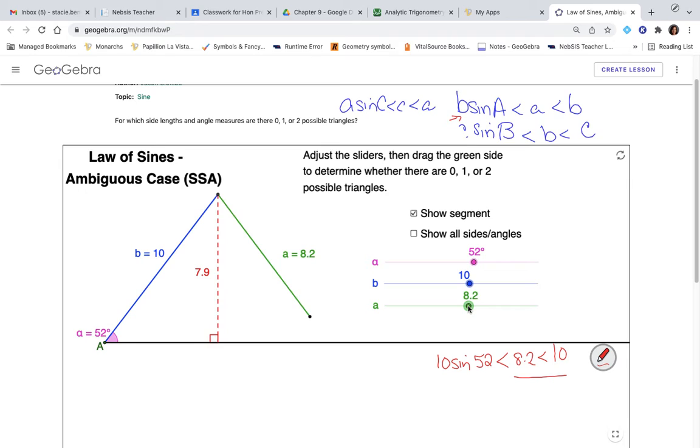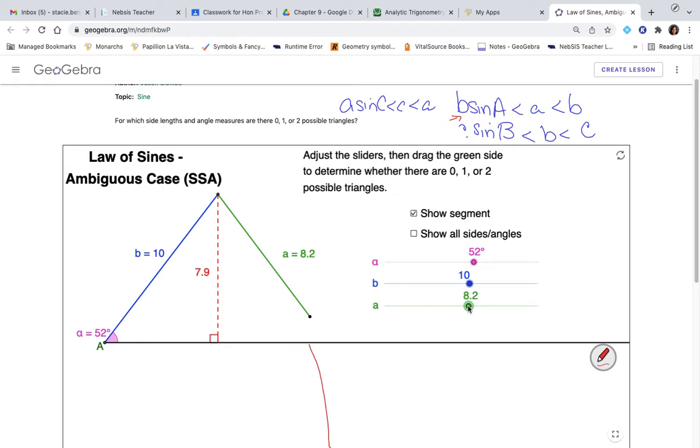So far, so good. Now, when we take 10 times the sine of 52, we get what? 7.8. 7.8 less than 8.2, less than 10? Absolutely. So we know we have two triangles. That's our algebraic test, so we don't have to draw the picture. Okay, so we know there's two triangles. We're going to solve it like normal, but then we're going to make sure we leave some room for our second triangle. We just have to make some space.